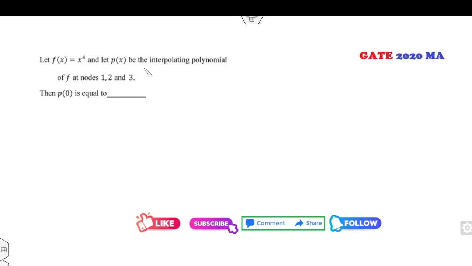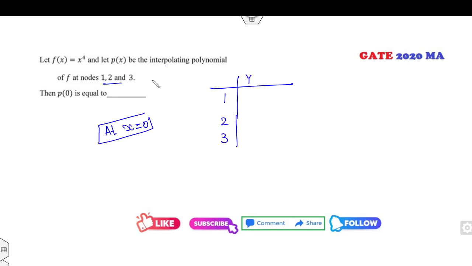Okay, let f of x is x to the power 4, at the points 1, 2 and 3. Again, your target is to find the value at x equal to 0. Very simple. I can write y as x to the power 4. What is the value of x to the power 4? 1, 16, 81. Because they are equally spaced, I can simply subtract them. 15, 65. Because they are not the same, I can find the second difference divided by 2. 50 divided by 2, 25. So that means the highest degree will be 2.